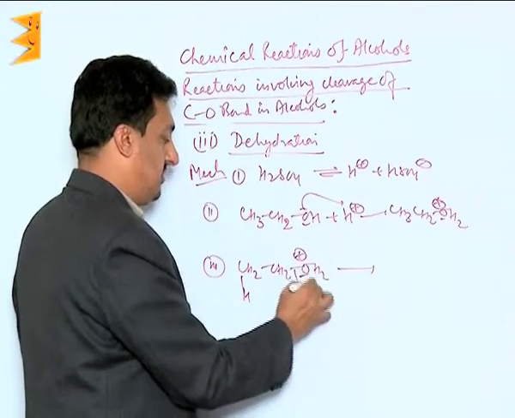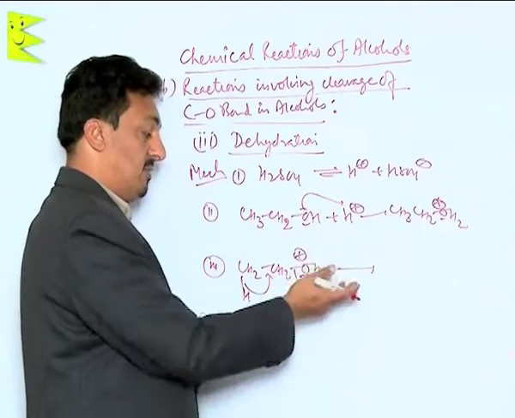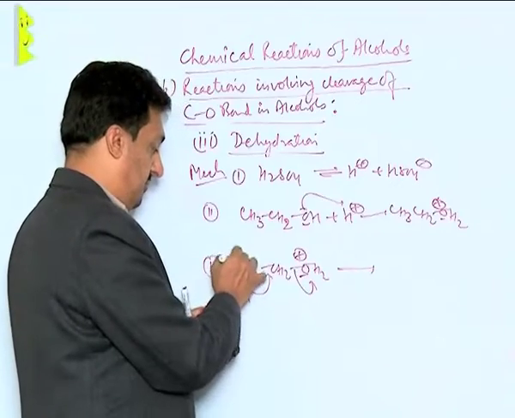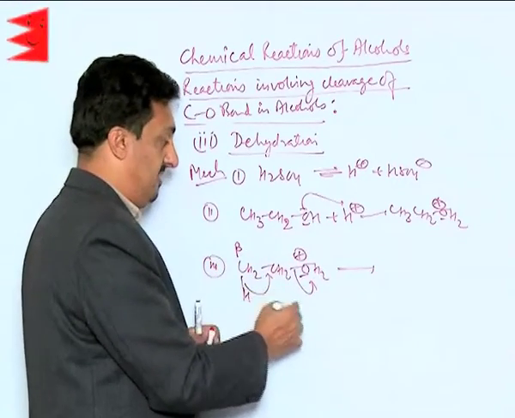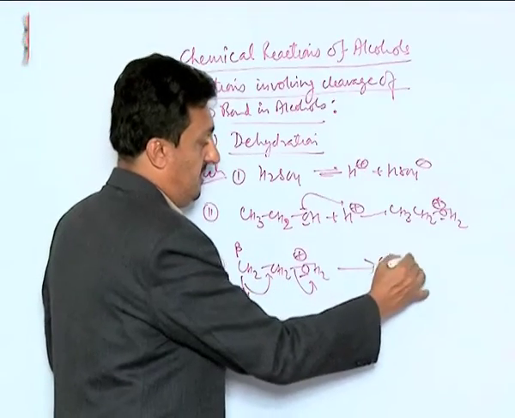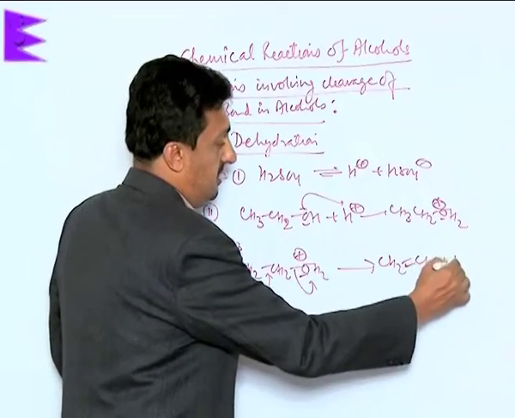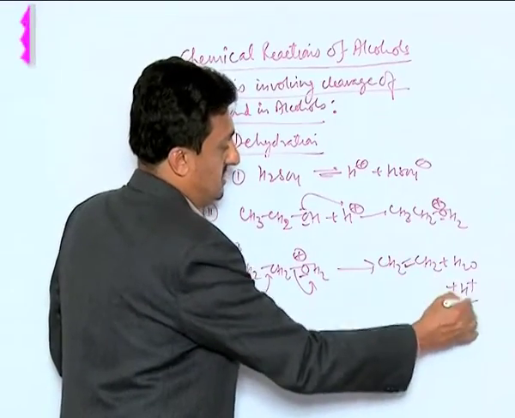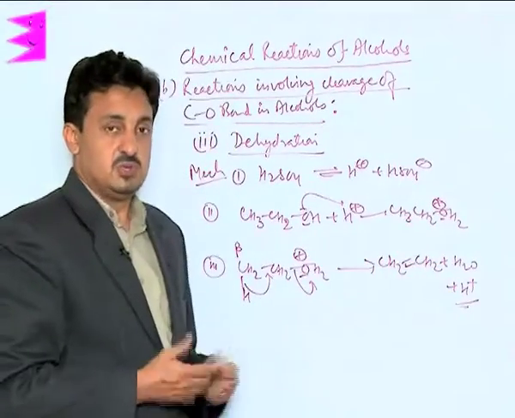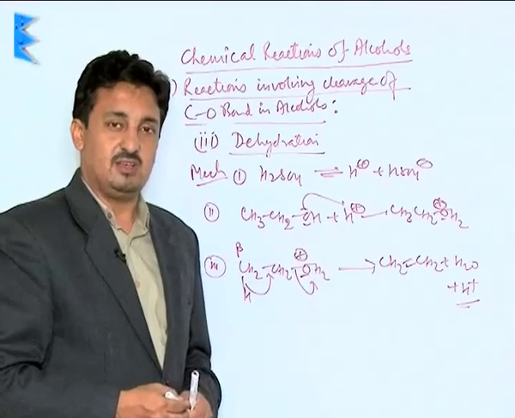like this one. This moves out because water is a very good leaving group. Therefore from the beta carbon the hydrogen is removed as H+. So what we get is CH2=CH2 plus water plus H+, and this is how the ethene is formed. So this is the mechanism we have, which is the dehydration of alcohols.